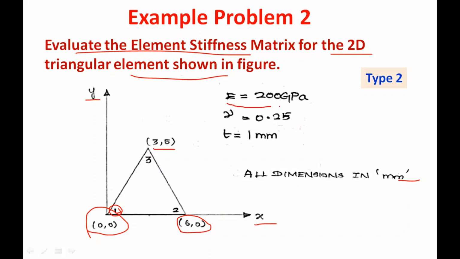For the material properties, Young's modulus is 200 gigapascal, Nu, the Poisson ratio, is 0.25, and thickness is given as 1 mm. So this comes under the type 2 problem. First step, we write down the nodal coordinates and the material properties. Then we find the beta, gamma and 2a values. Then we find the B matrix. Next we evaluate the D matrix. After that we go for the stiffness matrix. So this is the procedure we are going to follow.